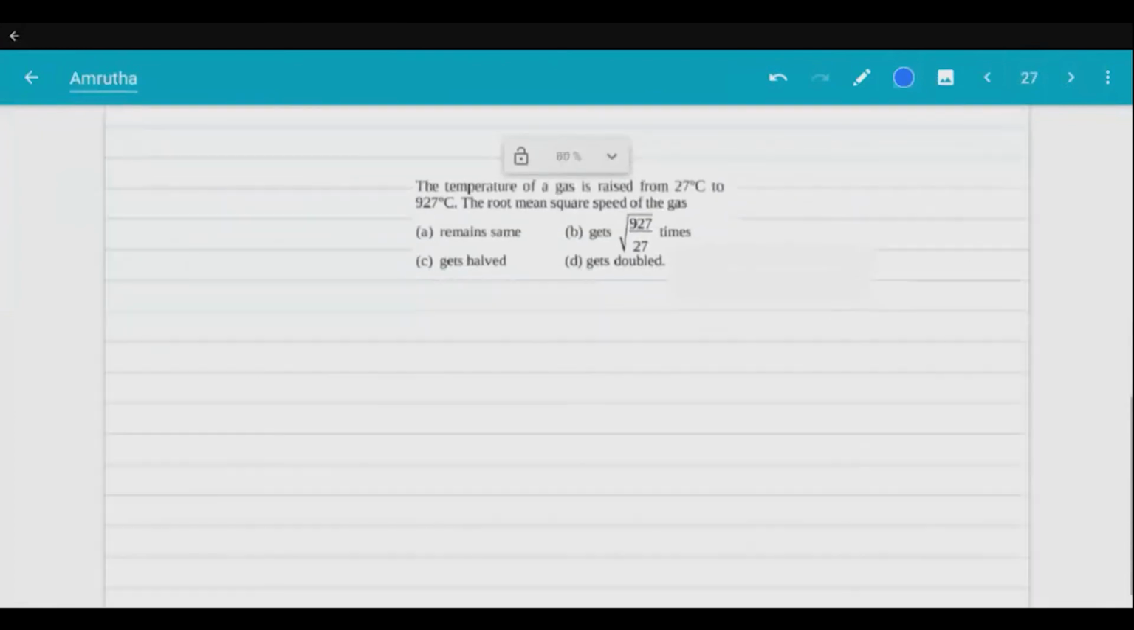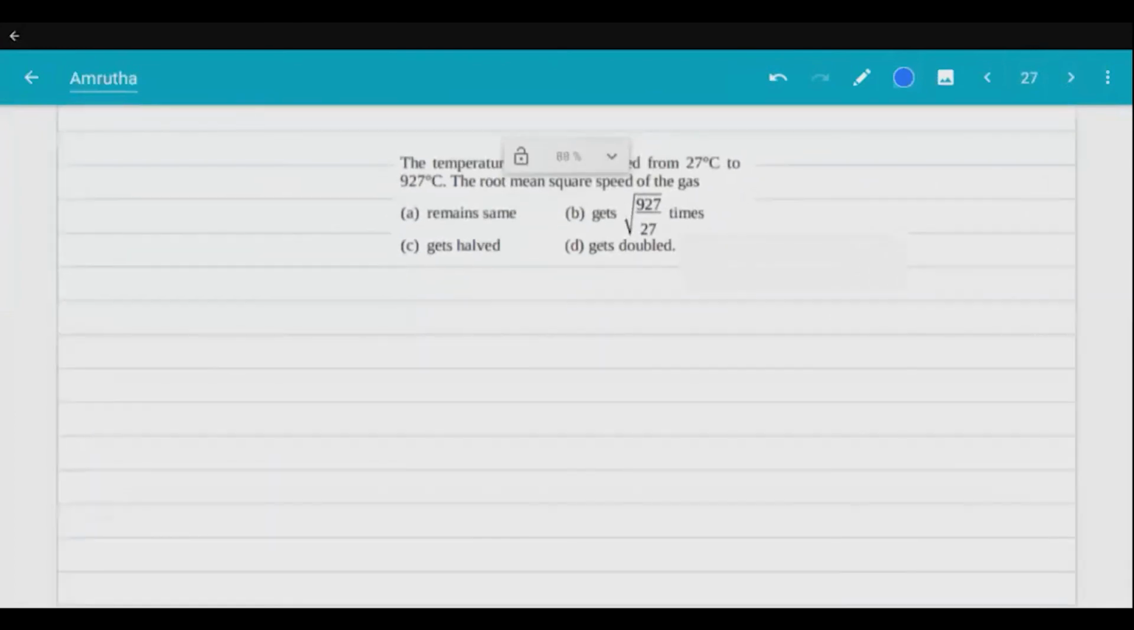Next question, see this. Temperature of a gas is raised from 27 degrees to 927 degrees Celsius. What about the root mean square speed of the gas? But what is this root mean square speed? RMS. We simply write this: root mean square. Root, square root.